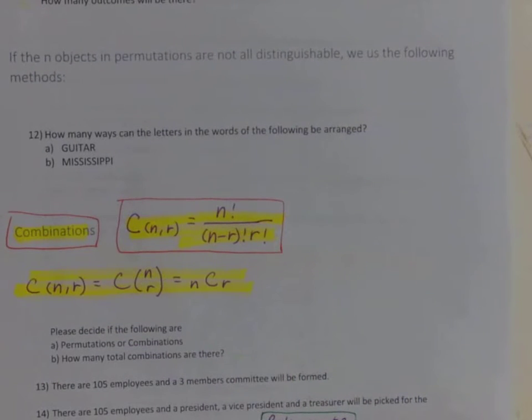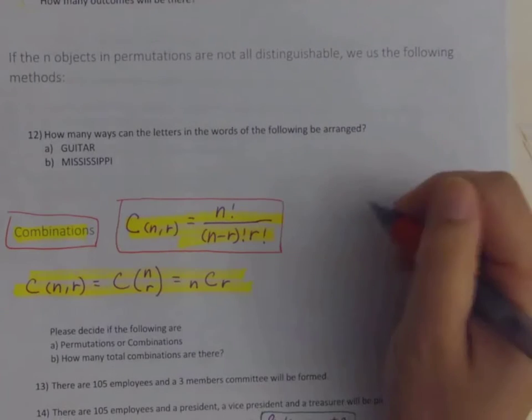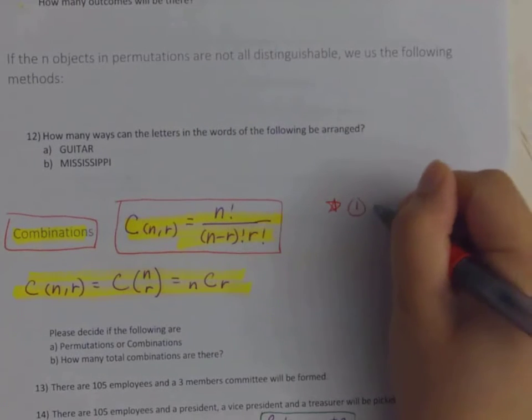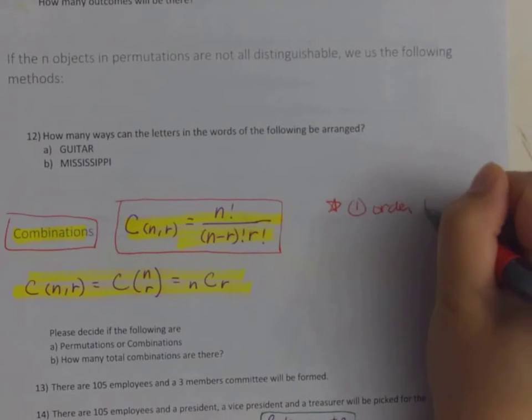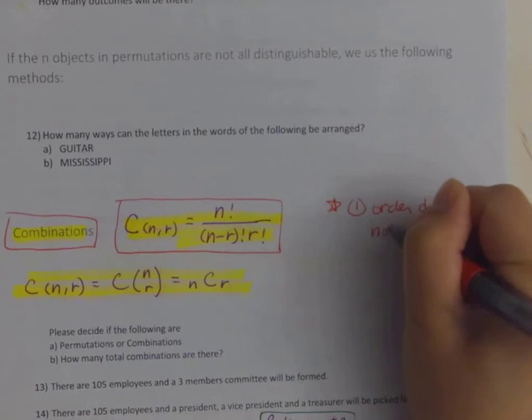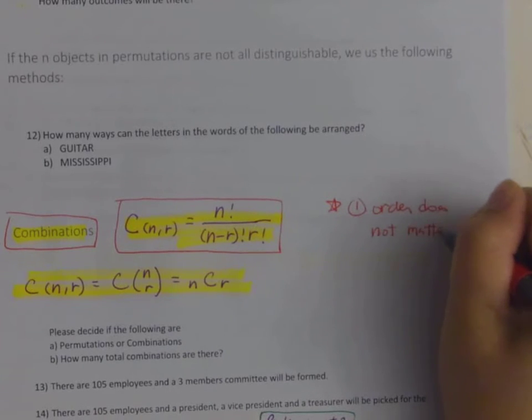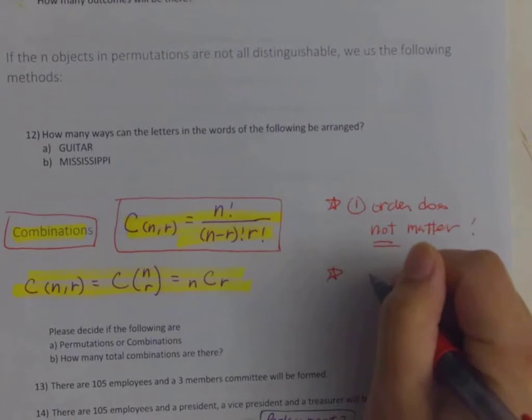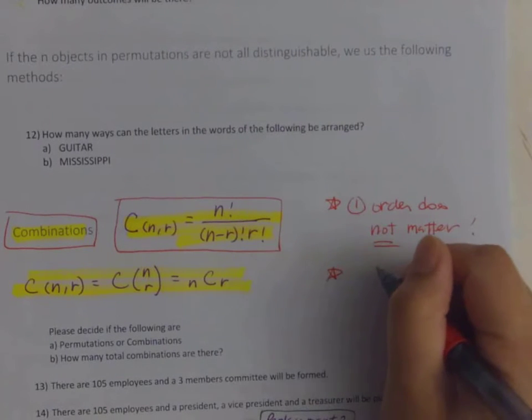The key thing for combination is that this time order doesn't matter. Order does not matter, okay? And then you still have distinct objects.